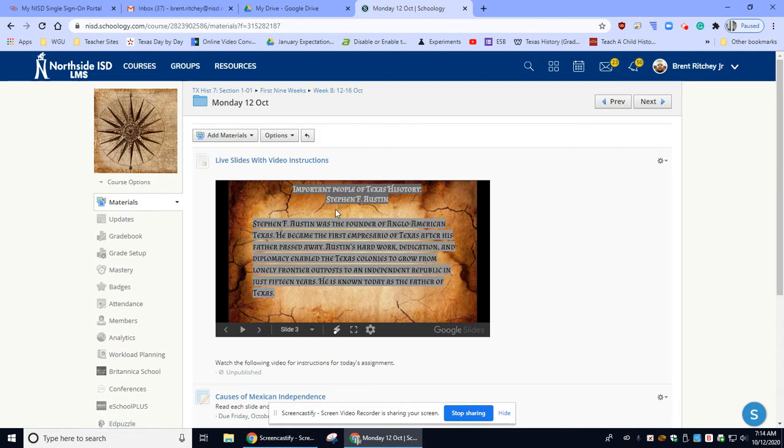All right. Important people of Texas history. We're going to take a look at Stephen F. Austin in our highlight. Stephen F. Austin was the founder of Anglo-American Texas. He became the first impresario of Texas after his father passed away. An impresario is a land grant agent and was told his job was to bring people into Texas and settle there.